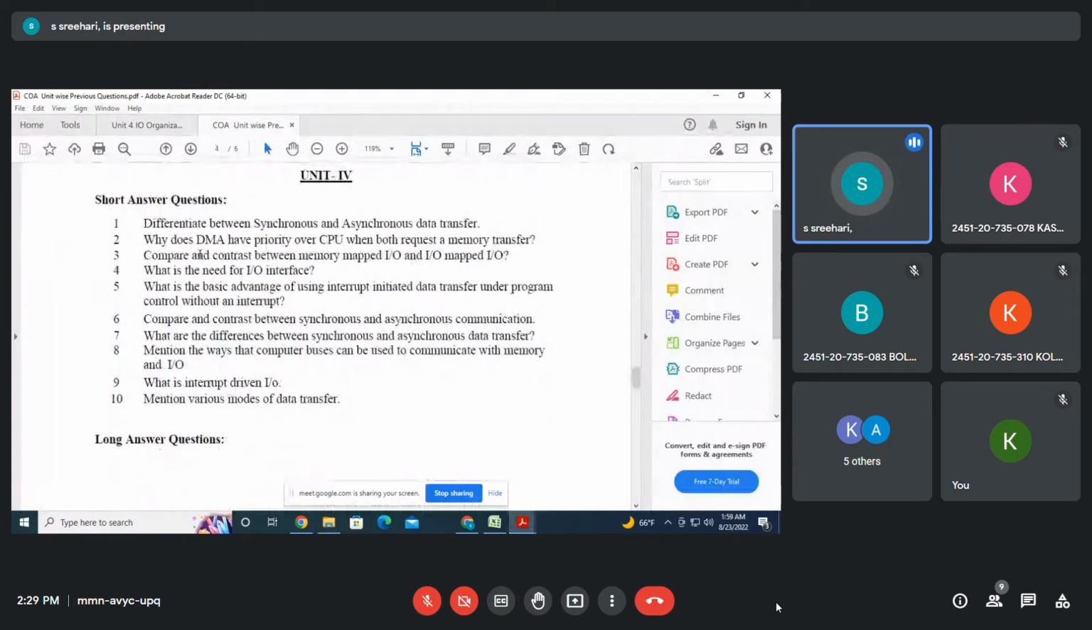Difference between synchronous and asynchronous data transfer. What is synchronous and asynchronous data transfer? Can anybody answer? What is synchronous, asynchronous?